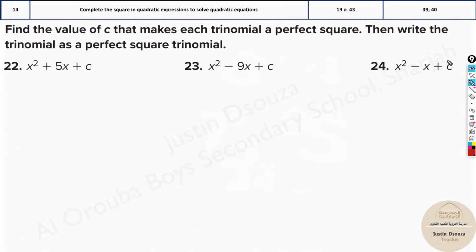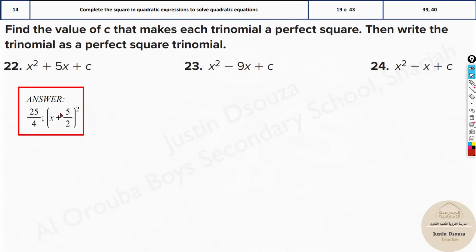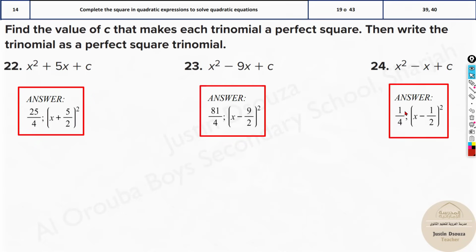These are again the same ones. Please do try them by yourselves. We are to just find the c values. Here it will be half of this, 2.5 the whole square. So 2.5 is 5 by 2. You square it, you will get this one. Now here it is half of 9 is 4.5. You need to square it up. 4.5 is 9 by 2 or the square. Here it is half and over here it will be 1/4. That's how we do these.